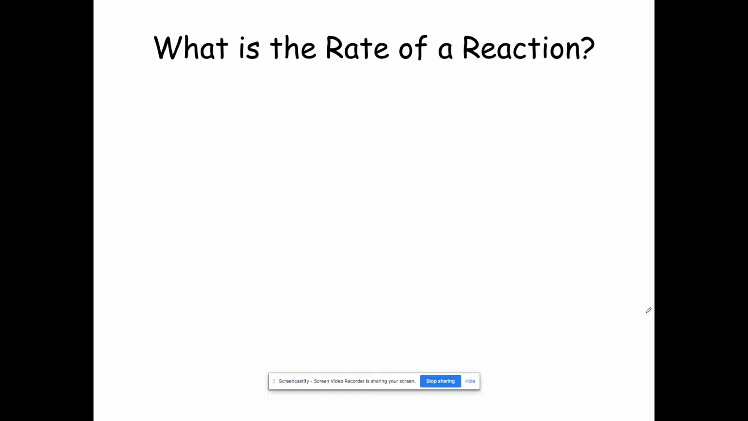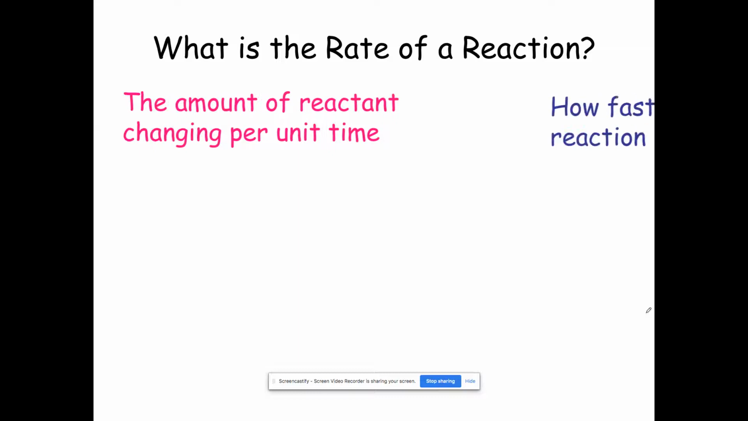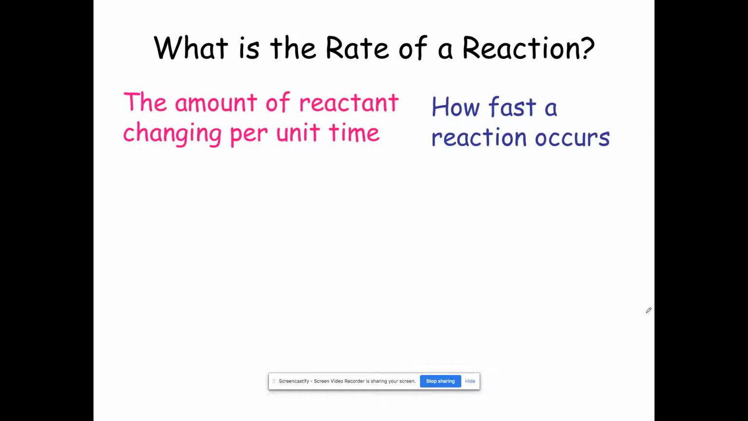Now, rate of reaction. Rate means speed or time. This is how fast a reaction occurs. And we talked about how we could get something to go into solution the fastest, rate of solution, but rate of reaction, you've talked about that.